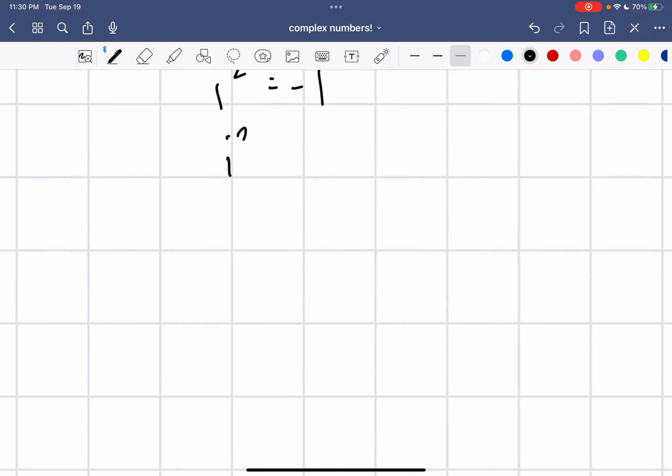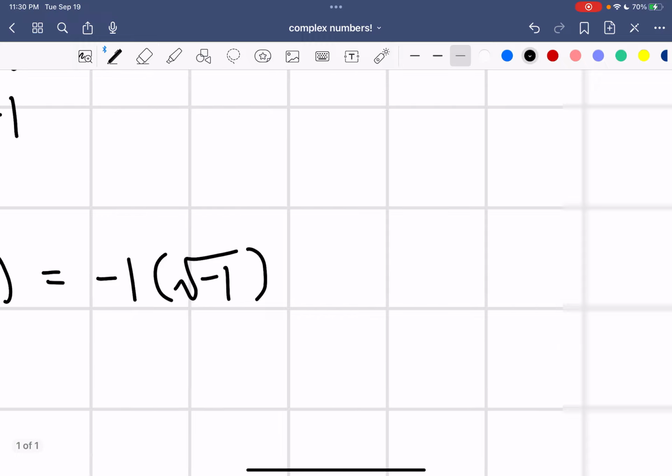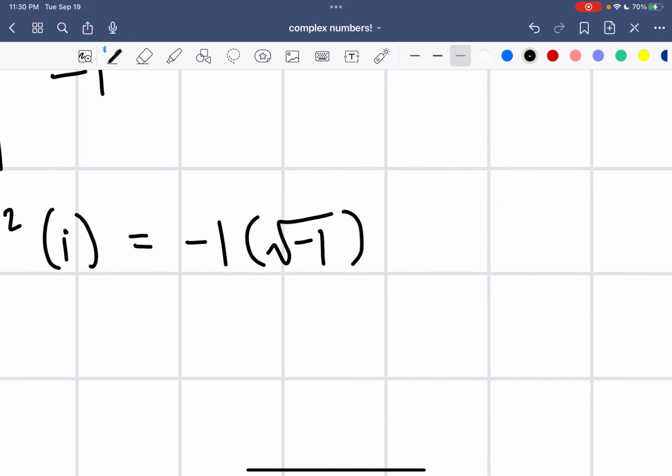So what would i cubed, i to the 4th, and i to the 5th be? So i cubed would just be i squared times another i, which is equal to -1 times the square root of -1, which is just -i, I think, right?